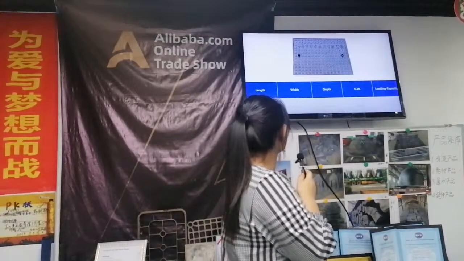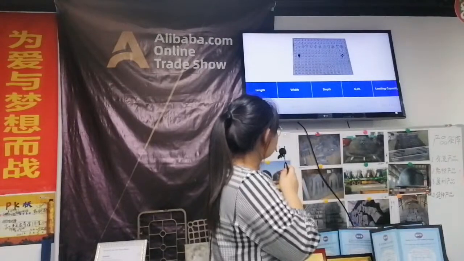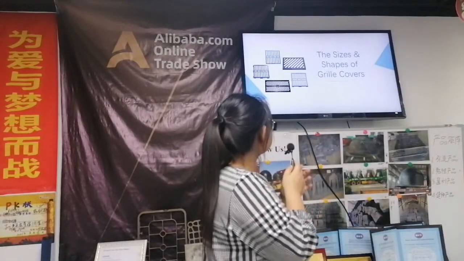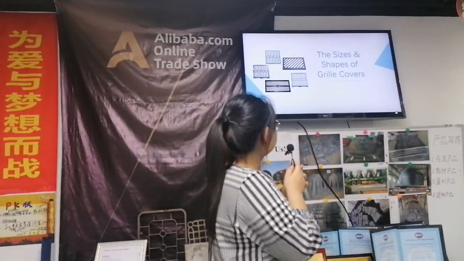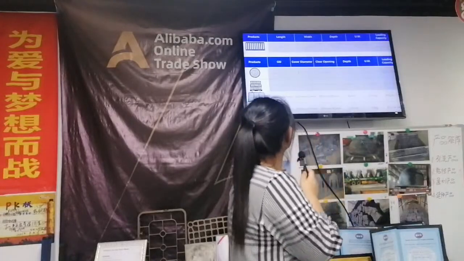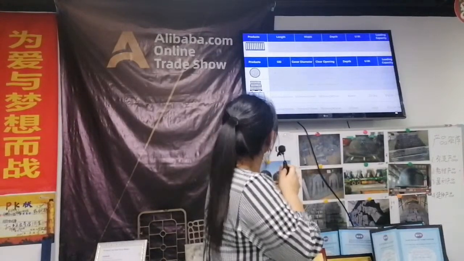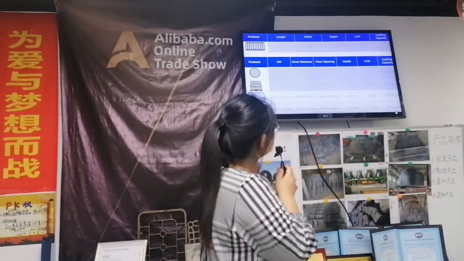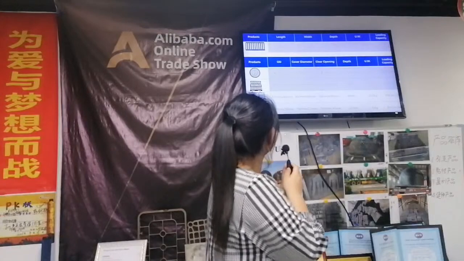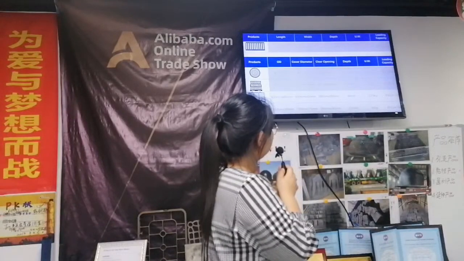This is a square cover. For the square cover, there is the standard about length, width, depth, and unit weight. Also, there are different sizes and shapes of grill covers. These are different sizes of grill covers. The grill covers have length, width, depth, unit weight, and the round grill cover has the outside diameter, cover diameter, clear opening, depth, unit weight, and loading capacity.